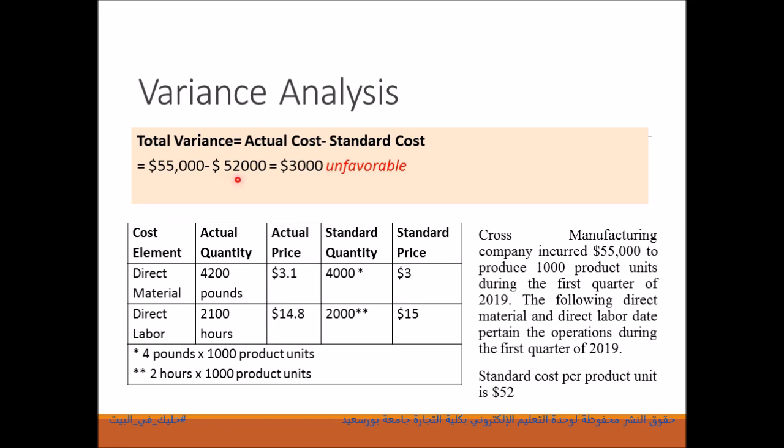We can obtain this figure by multiplying standard cost per product unit, $52, by the production volume, which is 1,000 units. So the standard cost in total is $52,000. So actual cost exceeds standard cost by $3,000. There is a variance, and the variance is unfavorable. $3,000 unfavorable variance. Such variance can be analyzed into material variance, labor variance, and overhead variance.